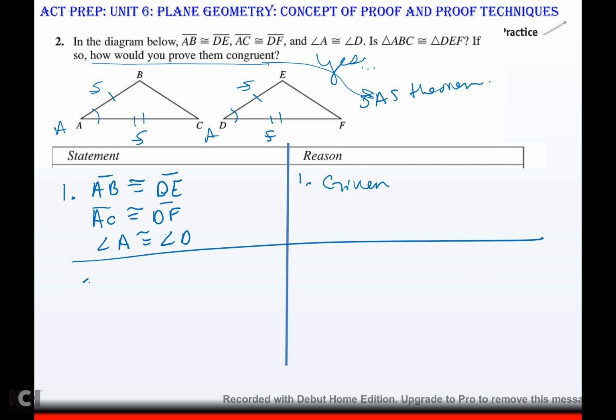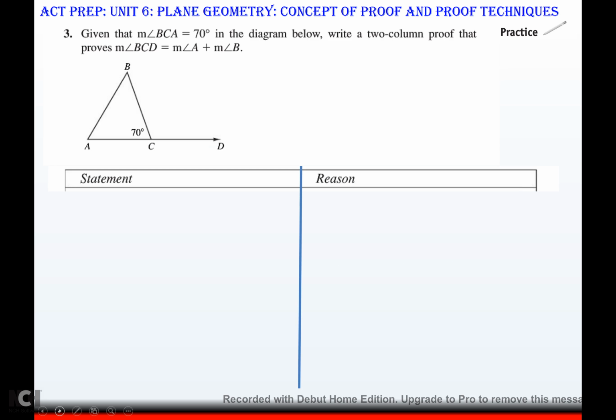And then pretty much after that, they did the whole proof for you. I can say triangle ABC is congruent to triangle DEF by the side angle side theorem. That would be a very easy proof. It's nice and easy when they give everything to you.